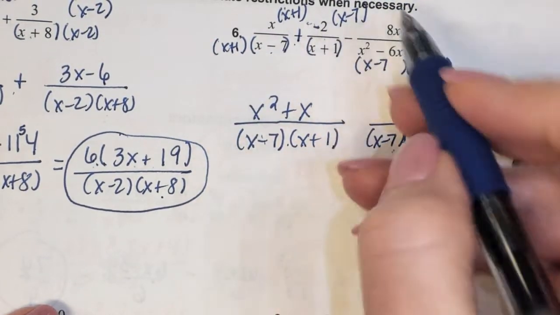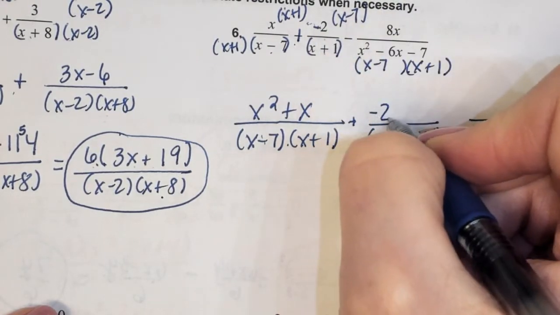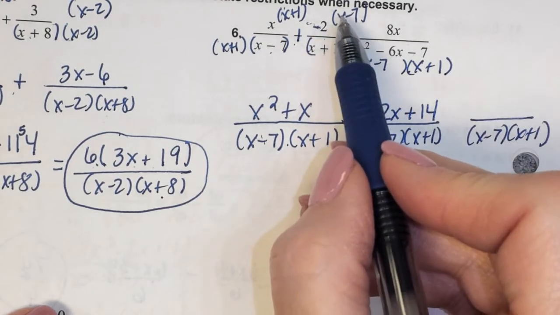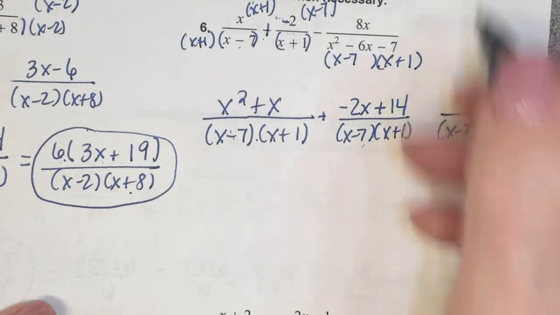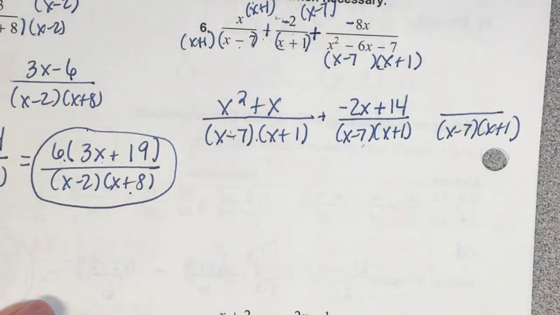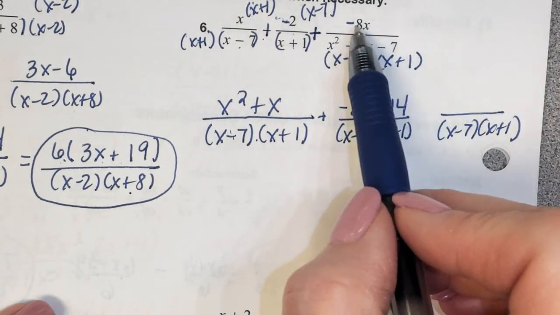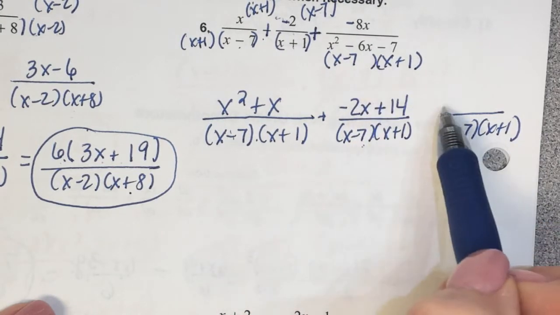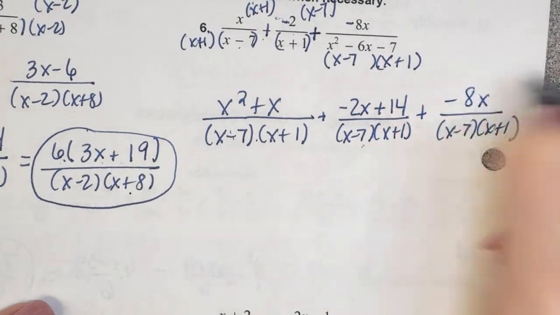So now I'm going to have plus, but I'm going to have negative 2x plus 14, because I have to do negative 2 times x, negative 2 times negative 7. I'll do the same thing here, make this plus, and this is now negative. We can either multiply that negative by the top or the bottom. Top makes more sense. Do I need to multiply this one by anything? Nope. So it's just going to be plus negative 8x.